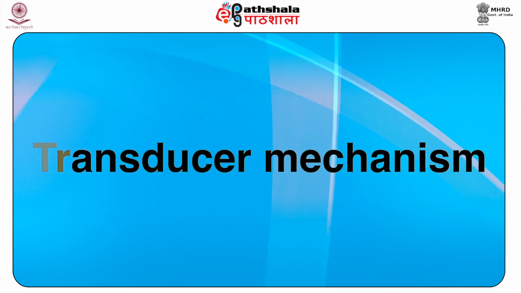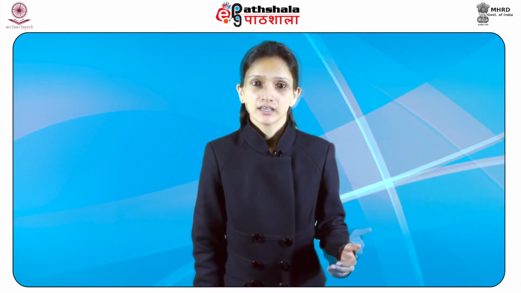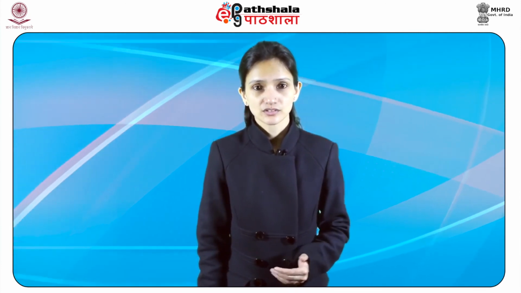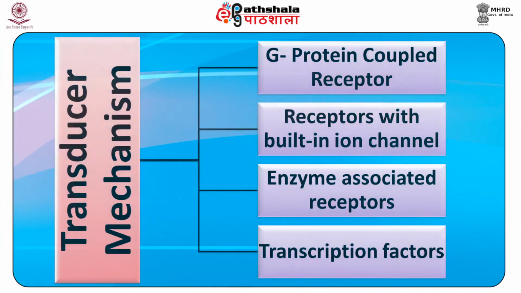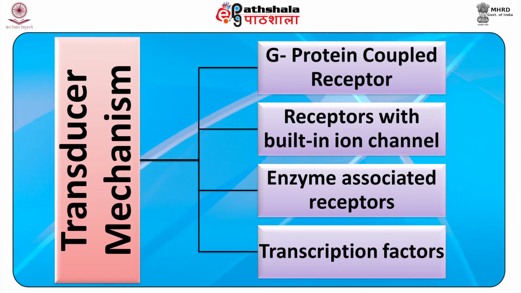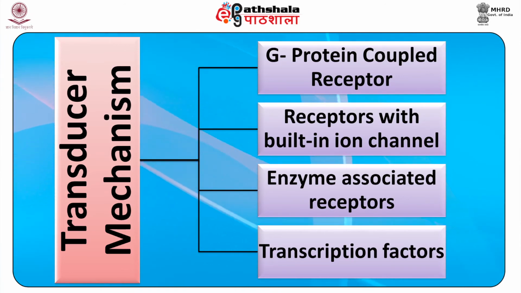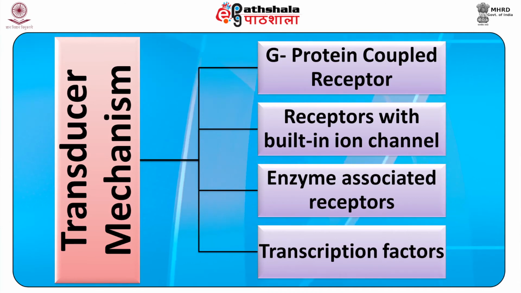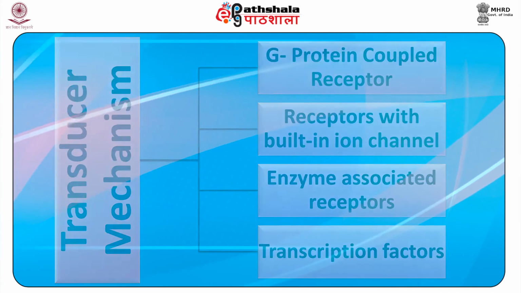Next is the transducer mechanism. The majority of transmembrane signaling takes place by a small number of diverse molecular processes, that is, transducer mechanisms. A large number of receptors share these handfuls of transducer mechanisms to produce a combined reaction. The four chief categories are GPCR, that is G protein coupled receptors, receptors with built-in ion channels, enzyme associated receptors, and transcription factors, receptors for gene expression.